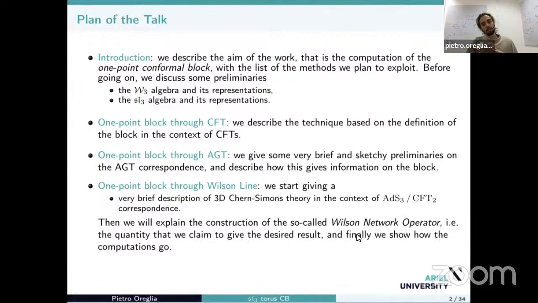And at the end, I will give the main method that we want to use and we used in the work, which is the whistle line construction. In order to explain how this method works, I have to give also a very brief description of the 3D Chern-Simons theory in the context of the AdS3/CFT2 correspondence.